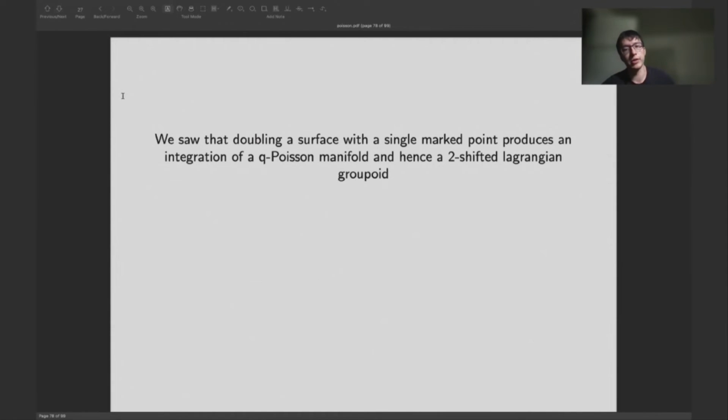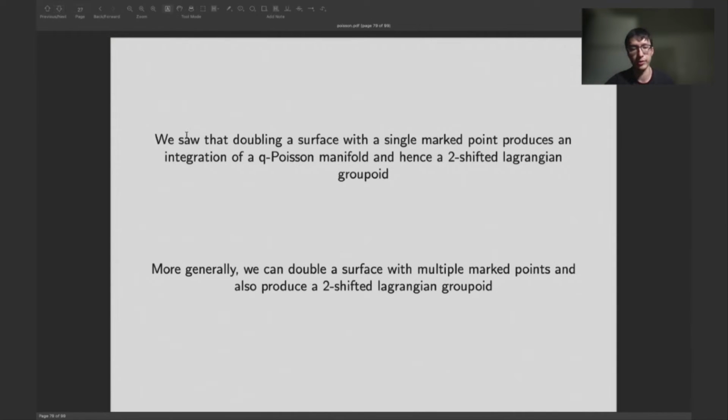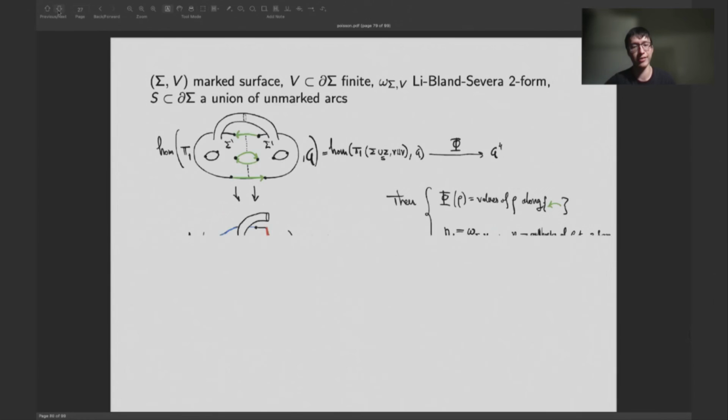So we saw that doubling a surface with a single marked point induces an integration of a quasi-Poisson manifold, and hence a two-shifted Lagrangian groupoid. But we can play the same trick when our surface is equipped with multiple marked points. Also in that case, we get a two-shifted Lagrangian groupoid. Suppose that we have a marked surface, given by a surface with some marked points on its boundary. Now we can glue two copies of the same surface along some unmarked arcs in the boundaries. And we can equip the resulting surface with the Leblanc-Severa two form.